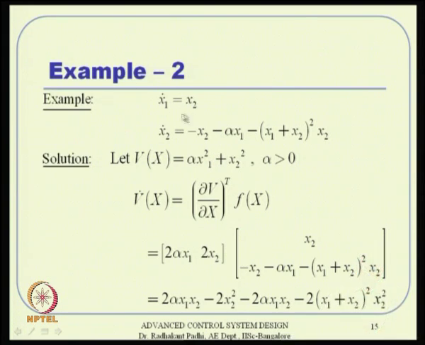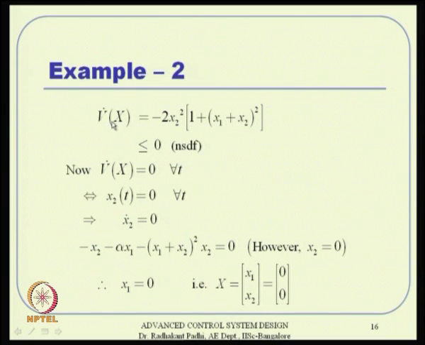Let us talk about another example, x1 dot is x2, x2 dot is that, and things like that. So, V of x is alpha x1 square plus alpha 2 x2 square, where alpha is greater than 0. Then V dot of x is del V by del x transpose times f of x. Take you through this algebra, because f1 and f2 are available, you put them there, and this is my expression. Okay. So, V dot, if I analyze, happens to be like that.